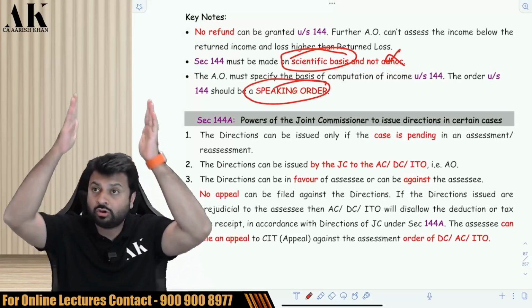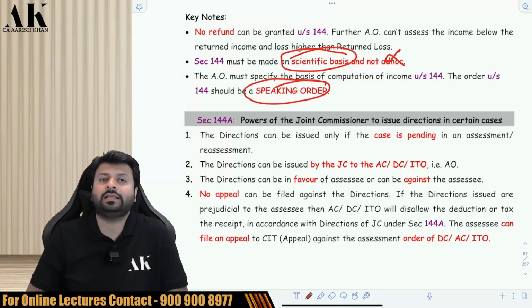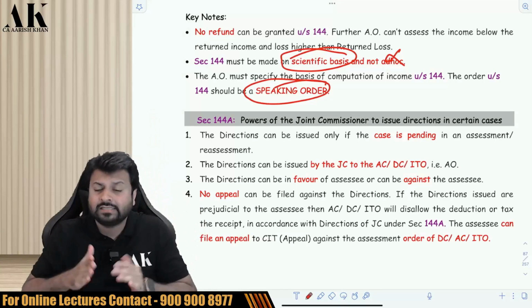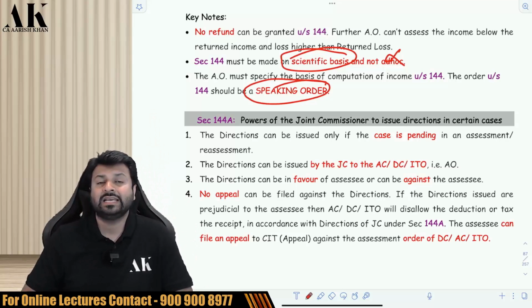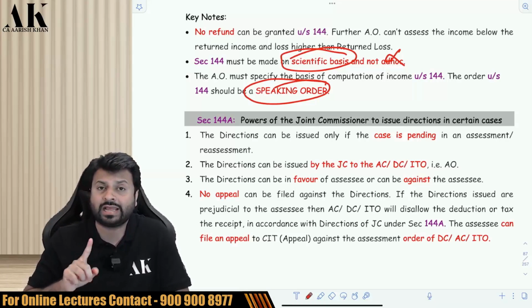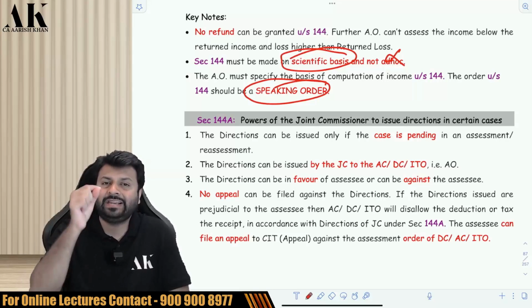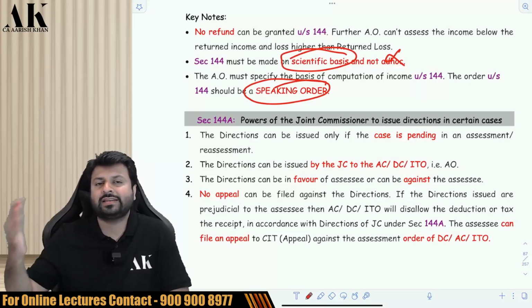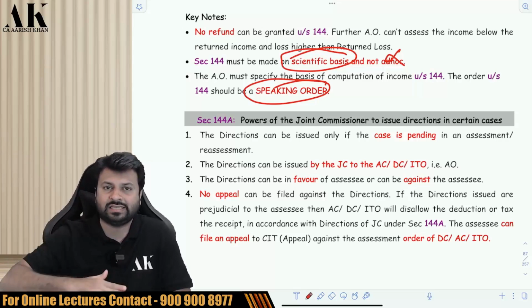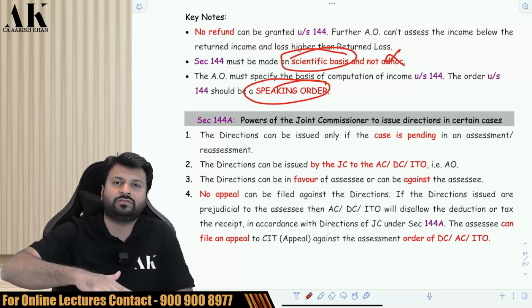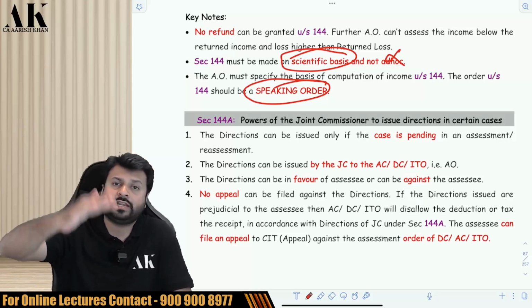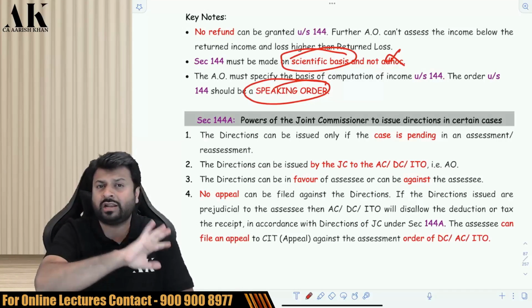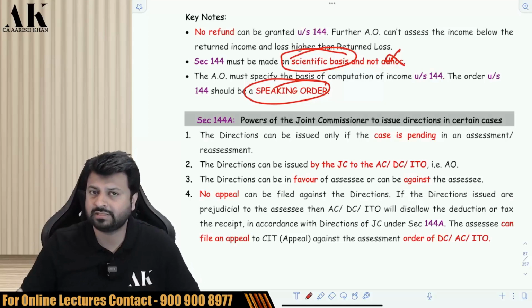Speaking order means the AO should tell us how he has determined the total income. AO should tell us how he has determined the total tax. He has to tell us the total income and total tax determination process. The entire process has to be written, that he has taken the past returns of the assessee. He has taken the industry average growth of the assessee. He has taken the competitors' data of the assessee to compute the total income. It's not a random calculation. Just keep this in your mind.